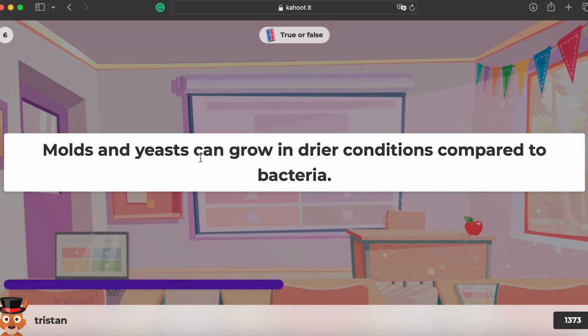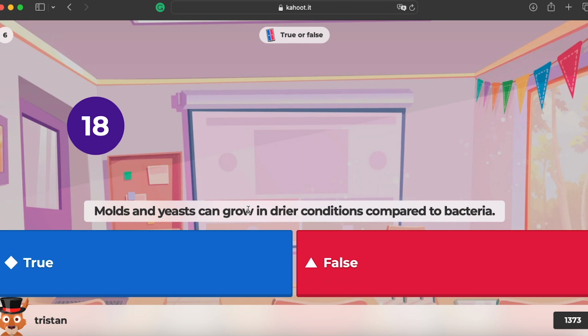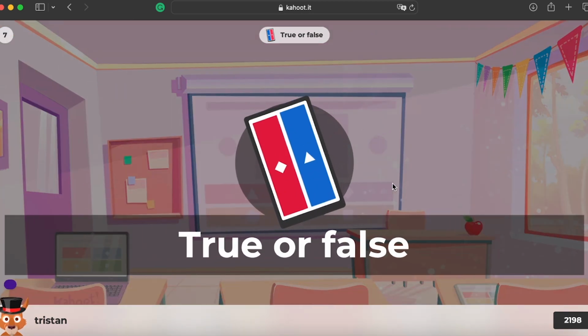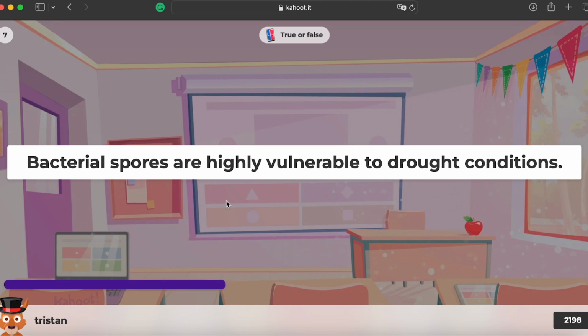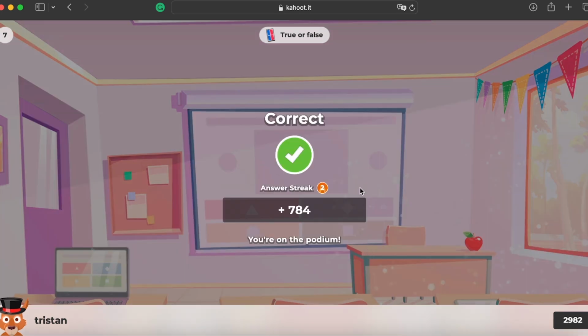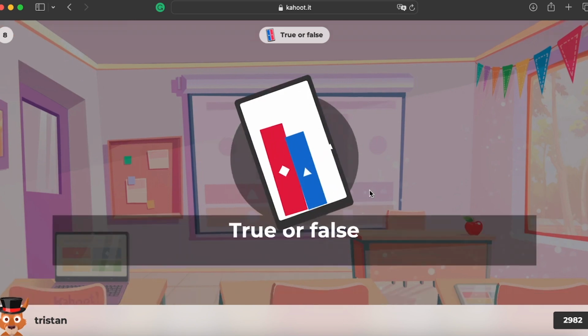Mold and yeast can grow in drier conditions compared to bacteria. It sounds true. Yes. So this moisture lesson is not very easy actually. Bacteria spores are highly vulnerable to drought conditions. Highly. I don't think it's highly. Yeah, they still grow actually.